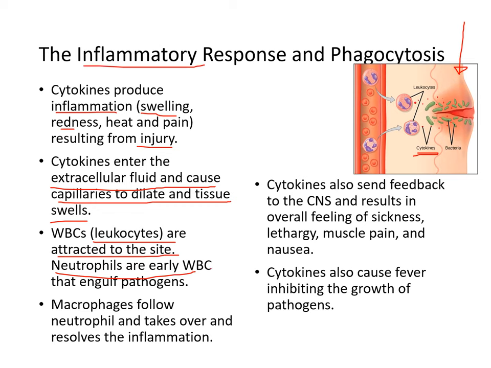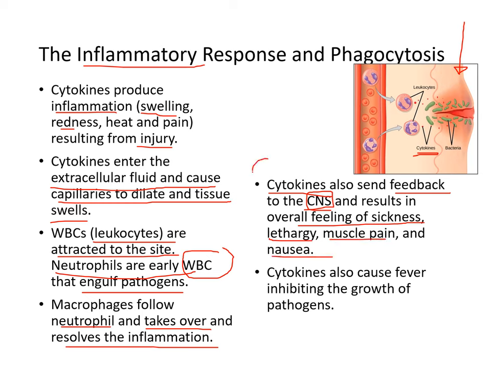Neutrophils are one of the earlier white blood cells that engulf invading pathogens. Then macrophages will follow the neutrophils and take over and resolve the resulting inflammation. The cytokines also send feedback to the central nervous system, resulting in an overall feeling of sickness, lethargy, muscle pain, and nausea. So this is why people who have chronic infections are just very sick. Cytokines also cause fever, inhibiting the growth of pathogens. This is important for viral infections and bacterial infections too.